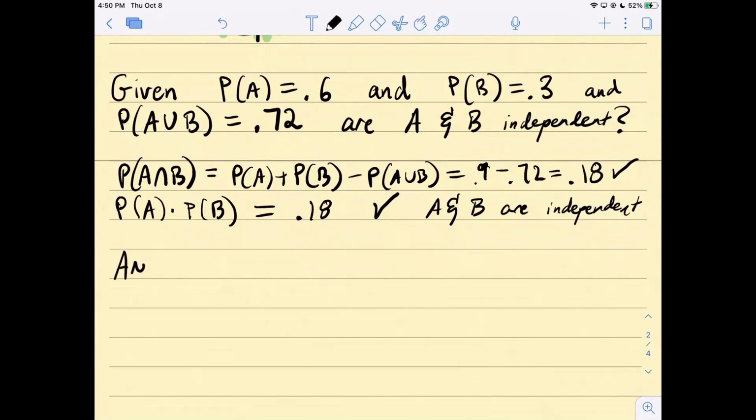Are disjoint, mutually exclusive events independent?